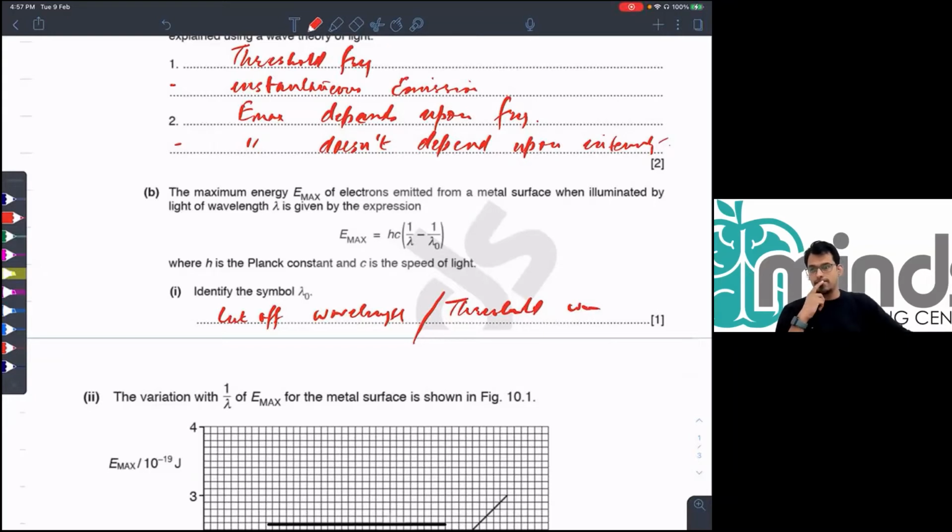How many of you got this one correct? Okay.